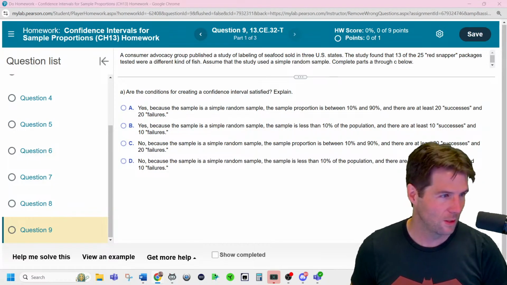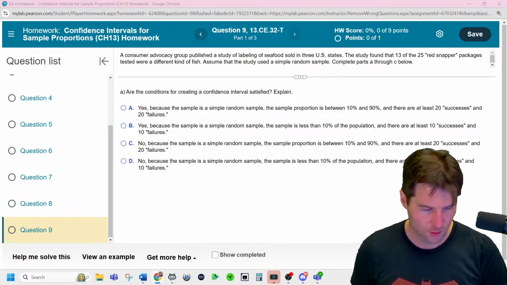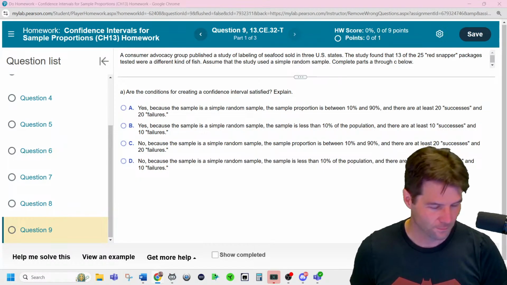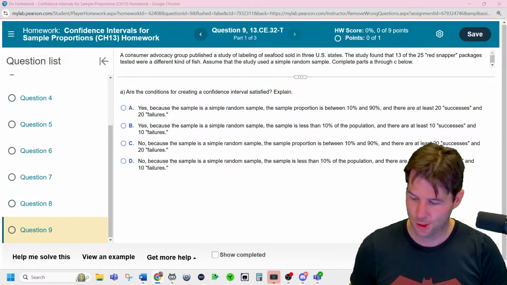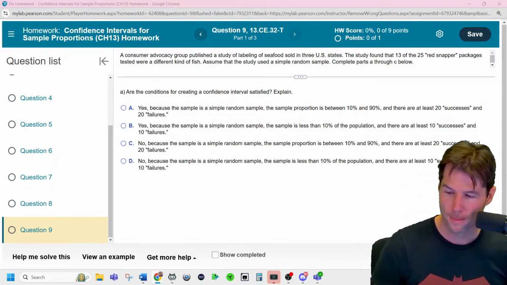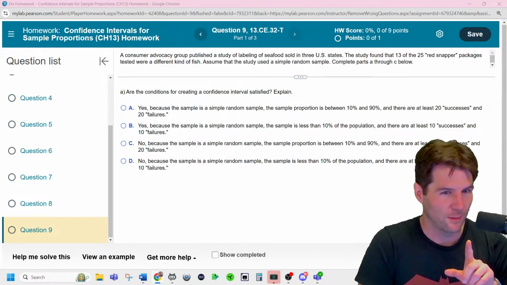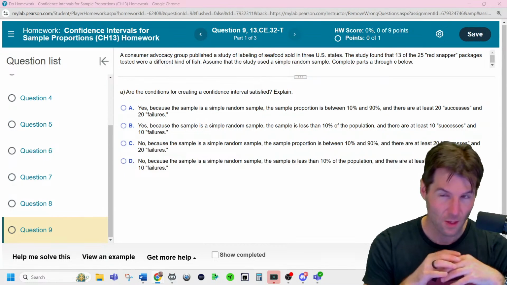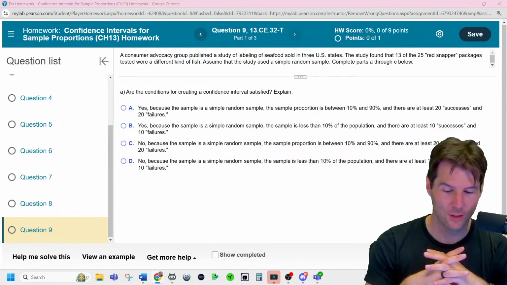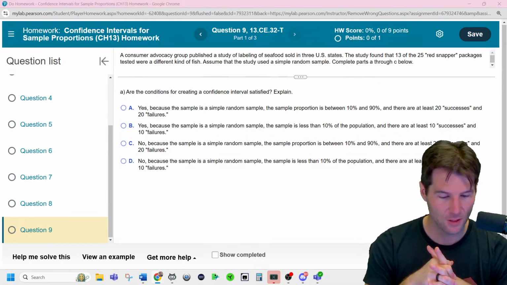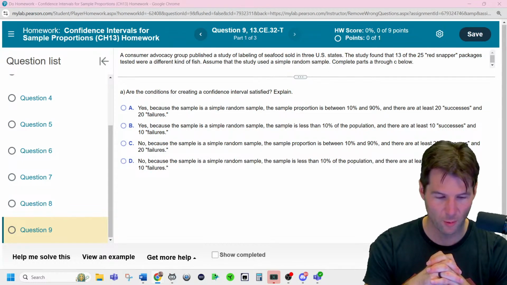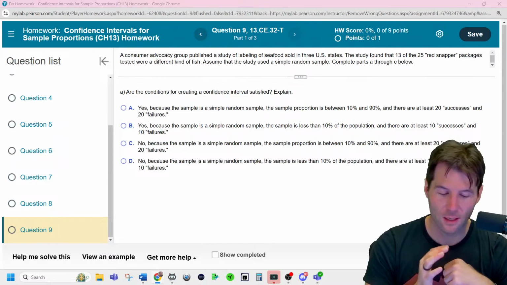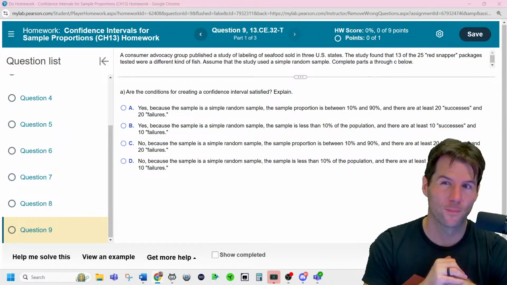Stat 201, chapter 13, homework, question 9. Okay. So here's the thing. It was cool. Thank you. They really enjoyed the presentation. What are the 3 conditions if we are making a confidence interval for the true proportion?